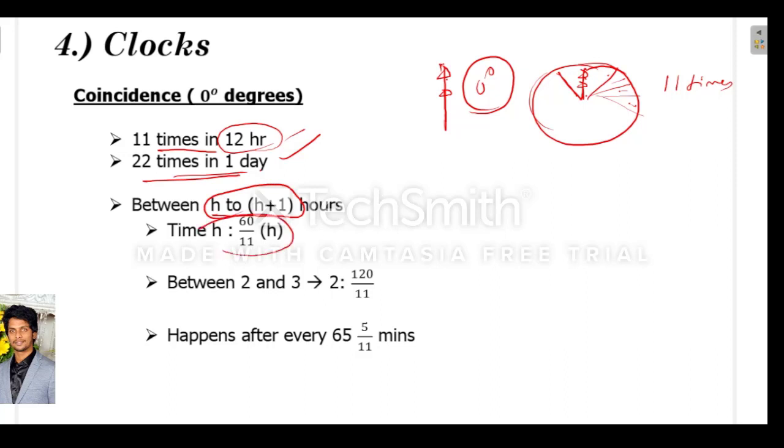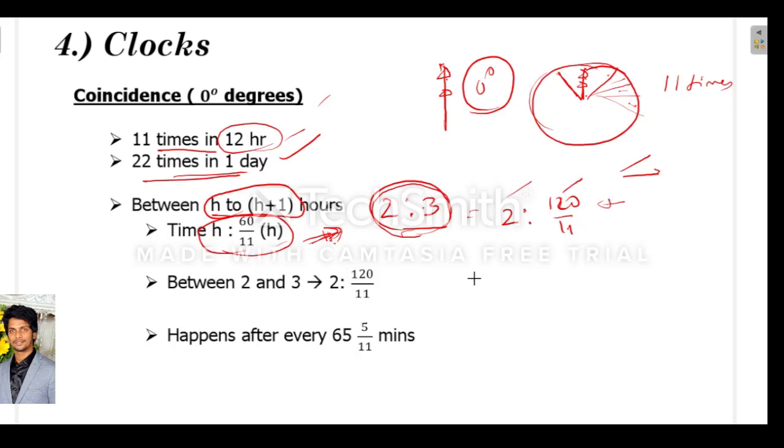This is the formula for coincidence. For example, between 2 and 3, at what time does the coincidence happen, meaning the angle between the minutes hand and hours hand will be 0 degrees? It will be by this formula. At 2 hours 120 by 11 minutes, the angle between the minutes hand and hours hand will be 0.